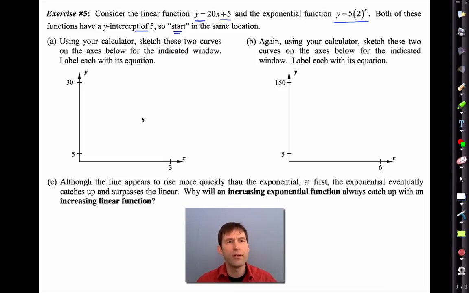In letter A, what I'd like you to do is sketch these two graphs using the window that's indicated. Keep in mind, I've put the 5 on this graph because I want you to realize that that's where the graphs start. For A, you should definitely use 0 to 3 in the x direction and 0 to 30 in the y. On B, you should be doing 0 to 6 in the x direction and 0 to 150 in the y direction. So pause the video right now, take as much time as you need, and sketch the graphs for both A and B. You want to do both the linear and the exponential on both sets of graphs, plus label them with their equations.